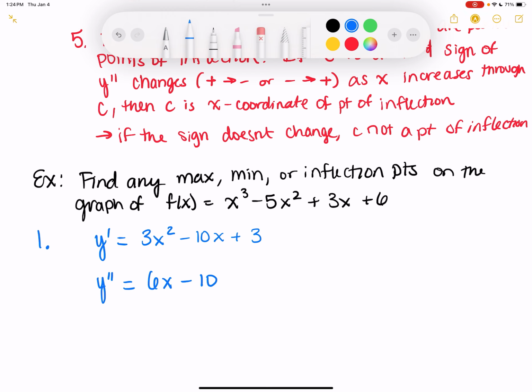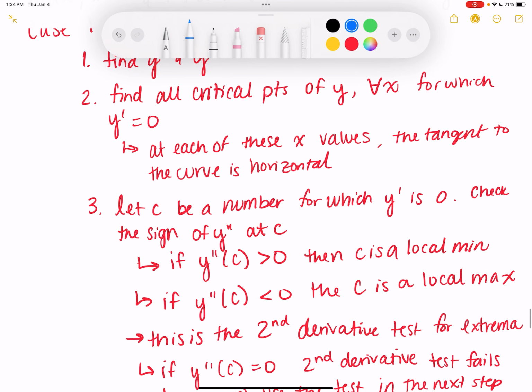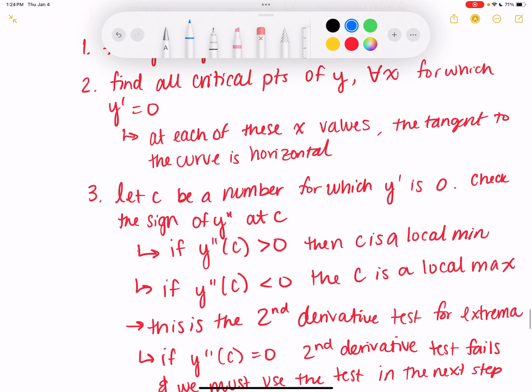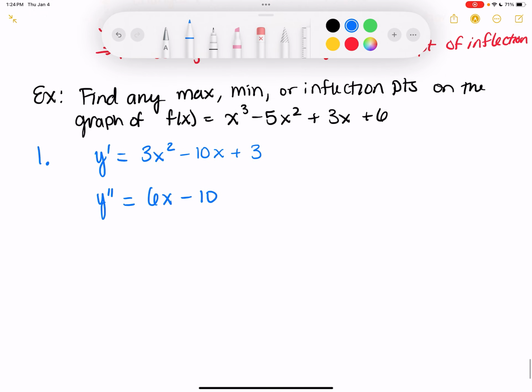So now we need to find all the critical points of y, so all x for which y prime is equal to 0. So we need to set y prime equal to 0 and solve. So step 2, we're going to set 3x squared minus 10x plus 3 equal to 0.